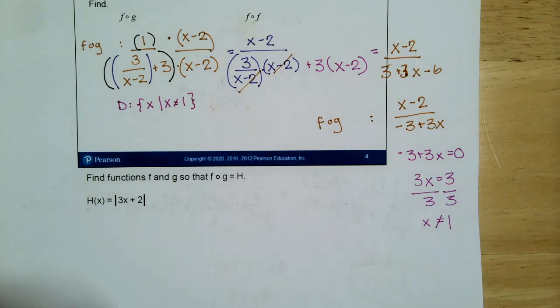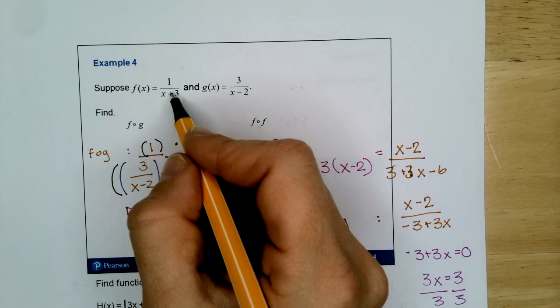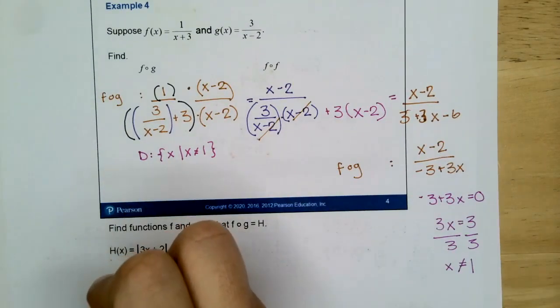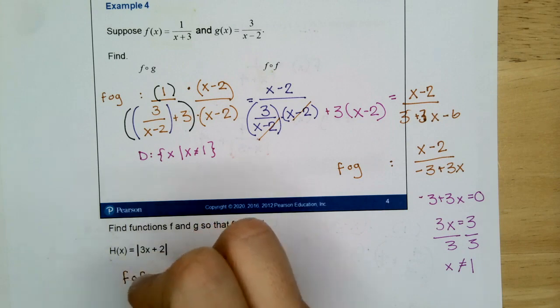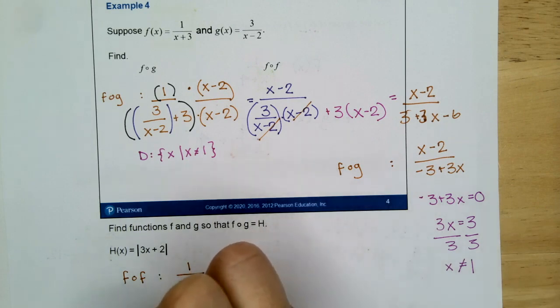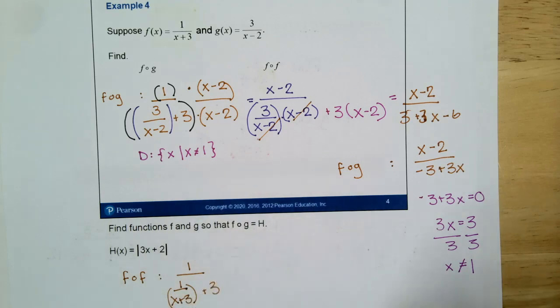Good. And then f of x, we're going to take just f of x, 1 divided by x plus 3. And instead of x, we're going to put the whole 1 divided by x plus 3 in for x.